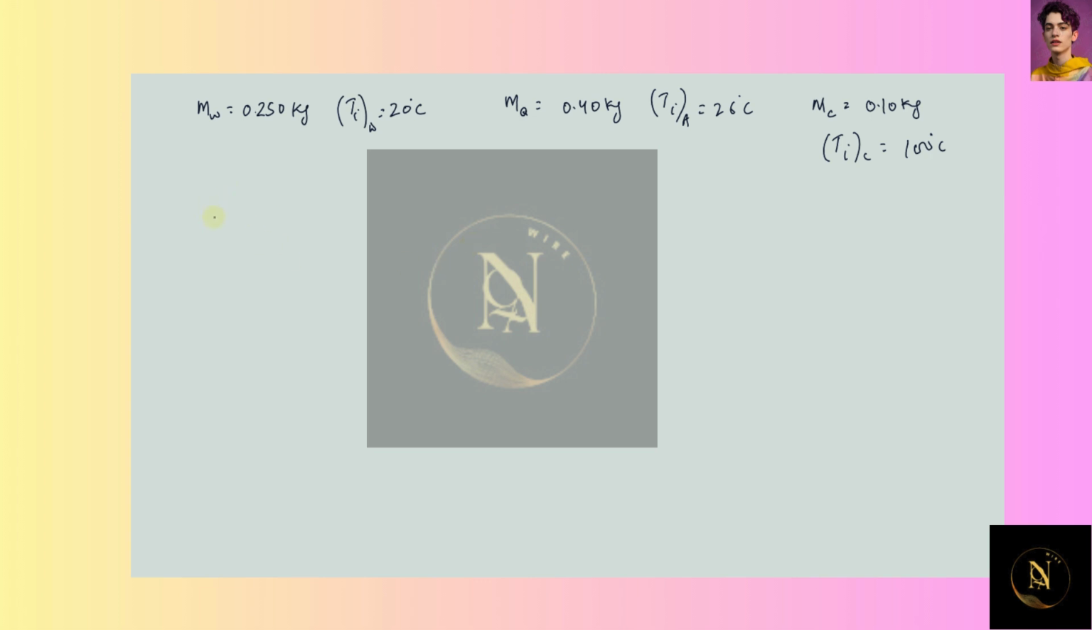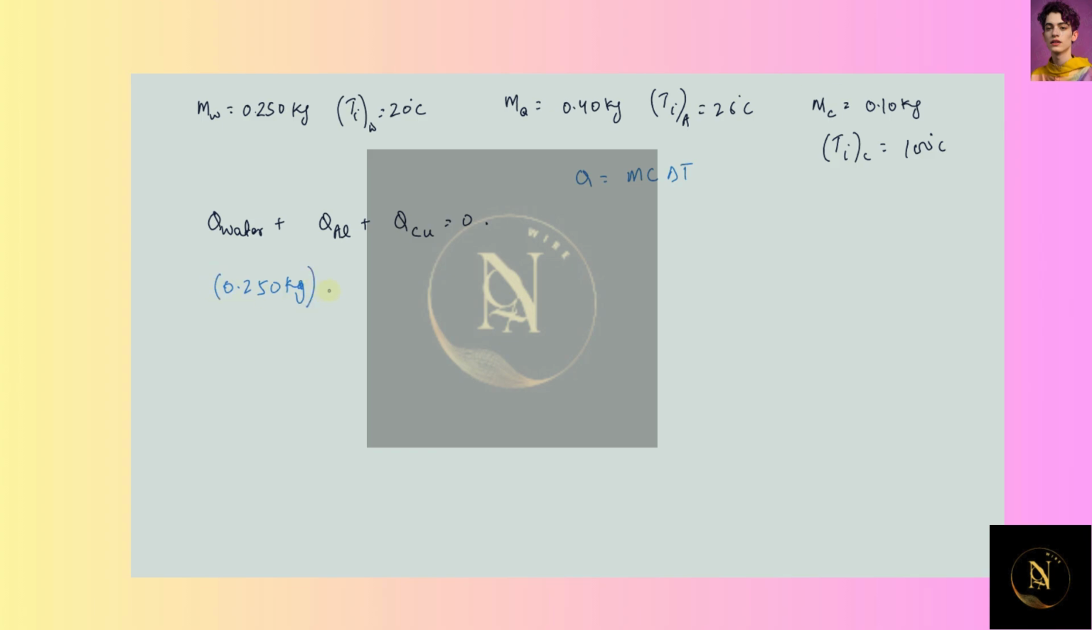That means we can say that the heat of water plus the heat of aluminium plus the heat of copper will be equal to 0. So the formula for heat, that is Q, is equal to mc delta T. So if we calculate for water, mass is given as 0.250 kg. Let me write the units also.